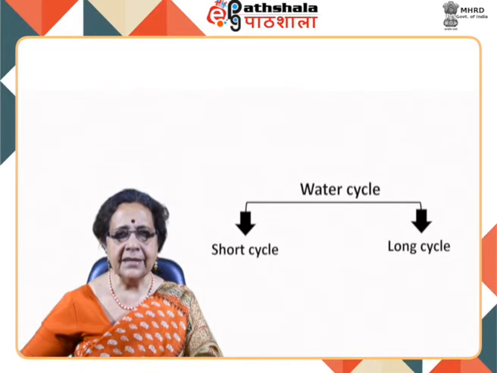The water cycle can be of two types, either a long cycle or various short cycles. Now, what do we mean by this? Short cycle: it involves only evaporation and immediate condensation and so on. The reservoir for a short cycle could be any water body.